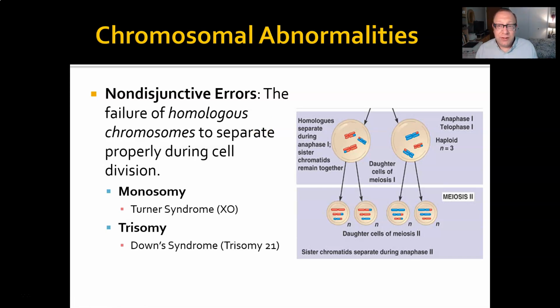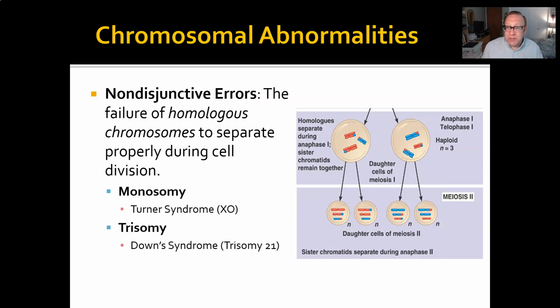in either an individual with no copies of a particular chromosome, or one copy of a particular chromosome, or three copies. One copy is called monosomy, three copies is called trisomy.